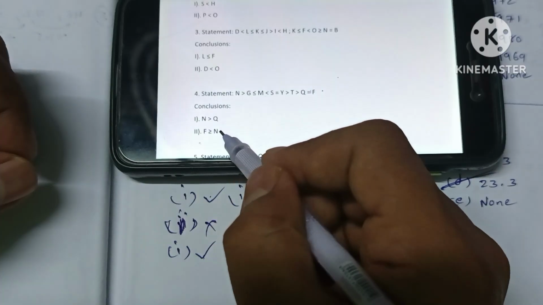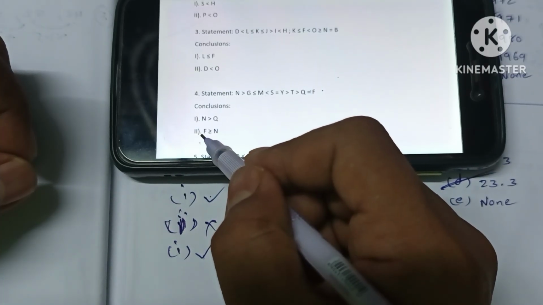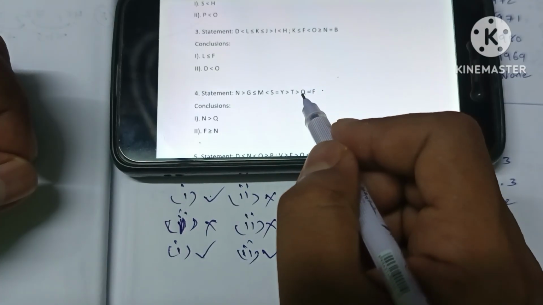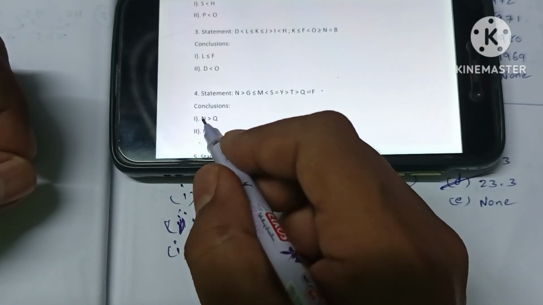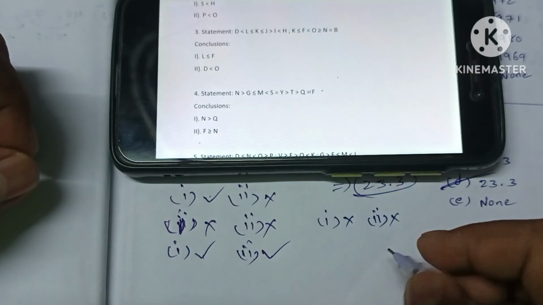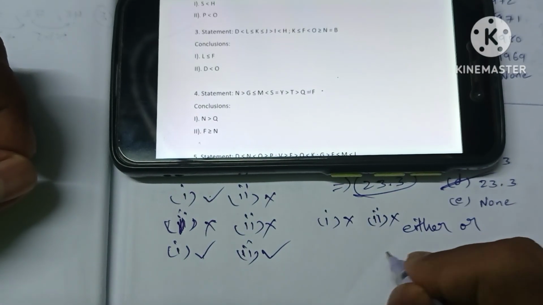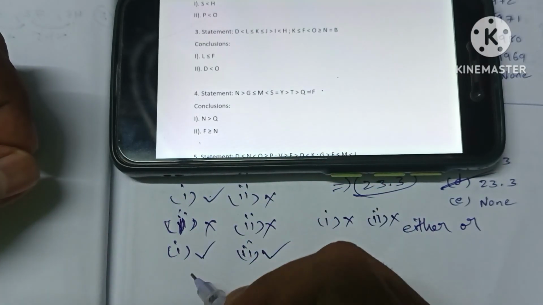But here it is N and N here. So we need to check whether Q and F are equal or not. Q and F are equal. So N here is greater, N here is lesser and equal to also. So it is an either-or case. So the answer for the fourth question is either 1 or 2.